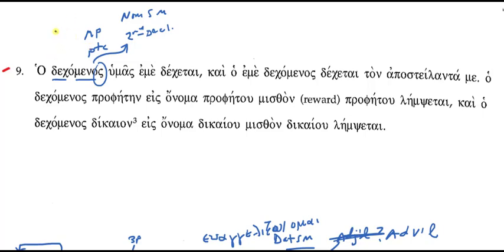Decamai. Do you guys remember decamai? What's decamai mean? To take or receive. That's right. And so what stem are we seeing here? That's the present stem, isn't it? So it's a present, middle, or passive participle, nominative, singular, masculine.